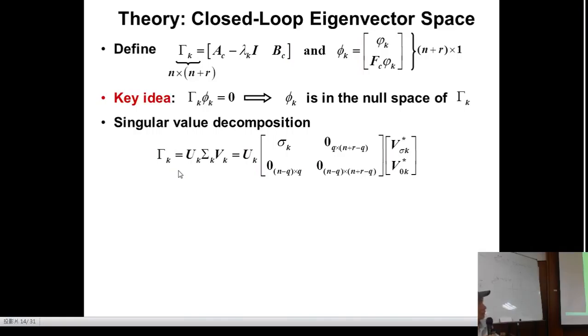All right. Now, if you look carefully here, the reason why I did not bother to partition UK is that we don't really need UK, we need only VK, because for the null space here, we need VK. So here I partition it into two pieces. One is V sigma k, one is V0k.